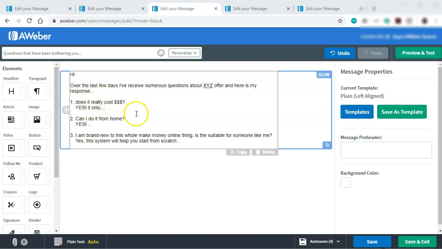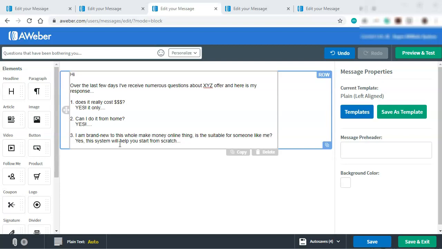So the question would be, does it really cost this much money? I would say yes, it only costs you this much. Can I do this from home? You would say yes, you only need Wi-Fi access and a laptop, of course. The last one would be, I'm brand new to this whole make money online thing. Is it suitable for someone like me? You would say yes, the system will help you start from scratch, and so on.